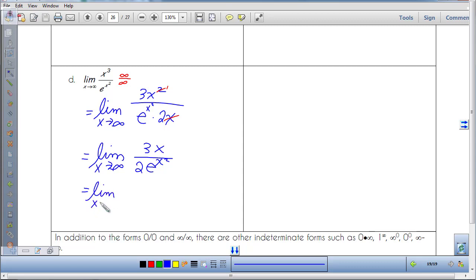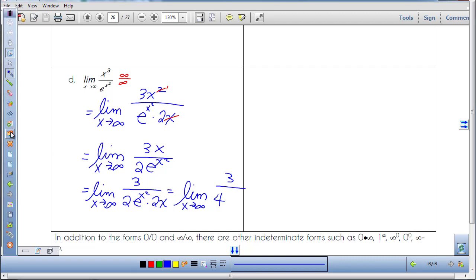So we get the limit as x approaches infinity of 3 over 2e to the x squared times 2x, or the limit as x approaches infinity of 3 over 4x e to the x squared.